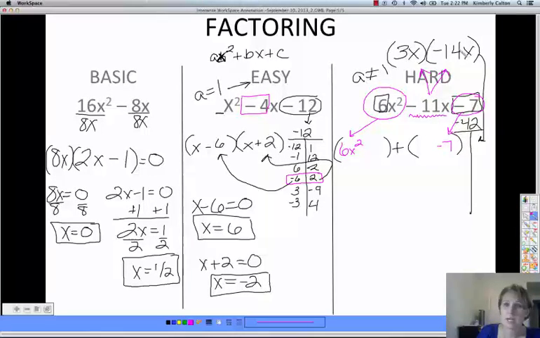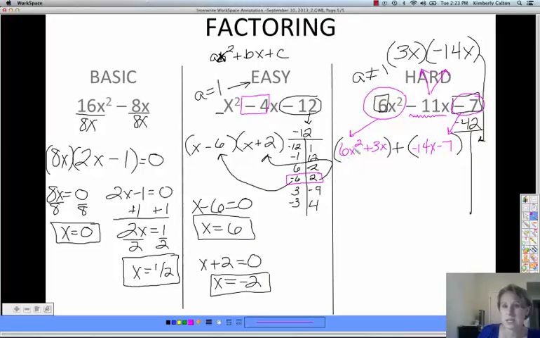So if I look at 3 and negative 14, I want to decide which one has more in common with which number. Well, 6 and 14 are both divisible by 2, but 7 actually goes with 14 better. So we're going to put negative 14x in the second parenthesis with the 7, and we're going to put the 3x in the other parentheses. Now we're actually going to combine the basic skills and the easy skills to finish out our part.